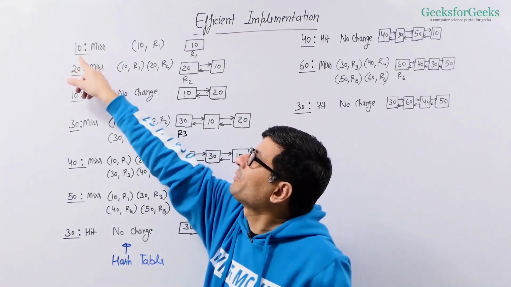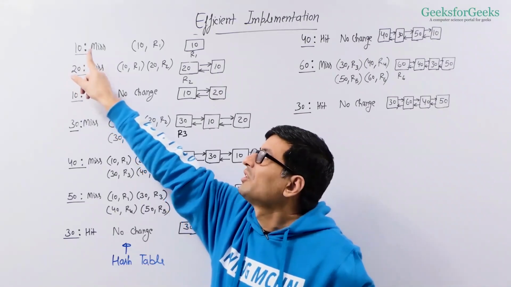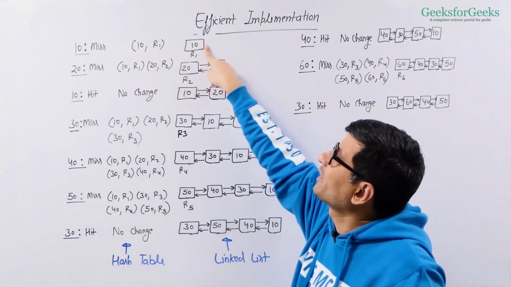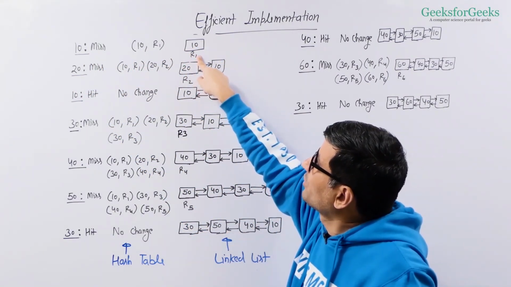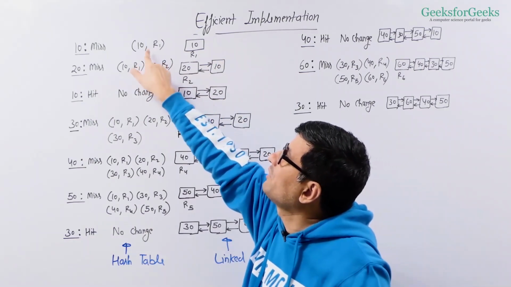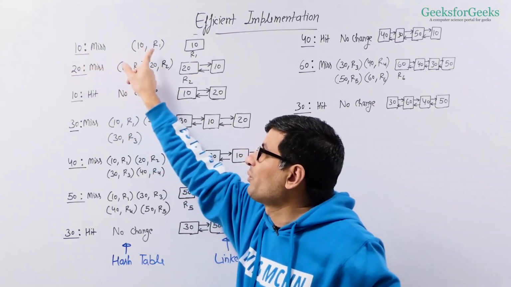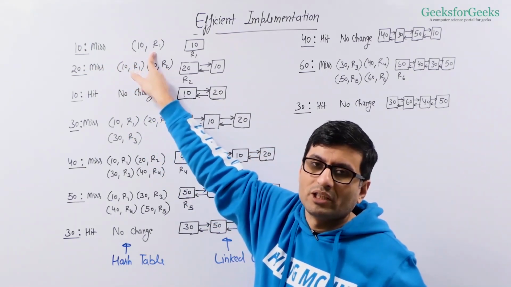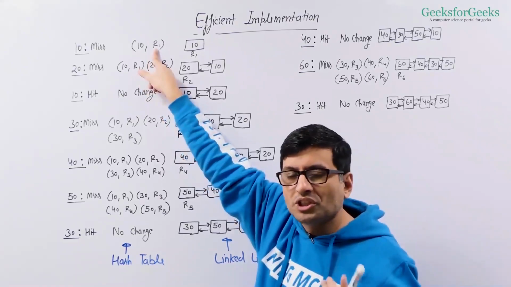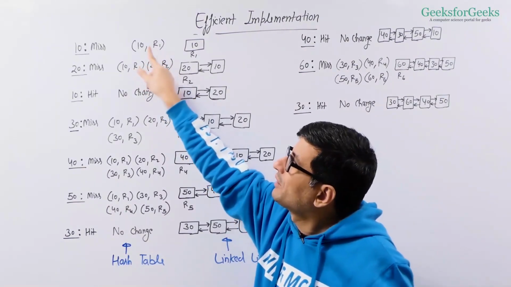Say we initially have empty cache and we now access 10. When we access 10, we create a node in our doubly linked list. We get the reference of this node, reference in Java and address in C++, and create a key value pair in our hash table where key is this 10 and value is the address of this doubly linked list node. We'll soon see the advantage of storing this reference.